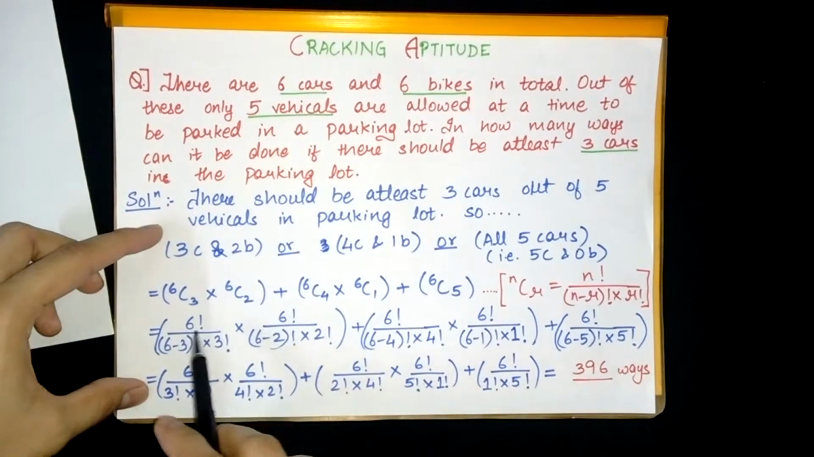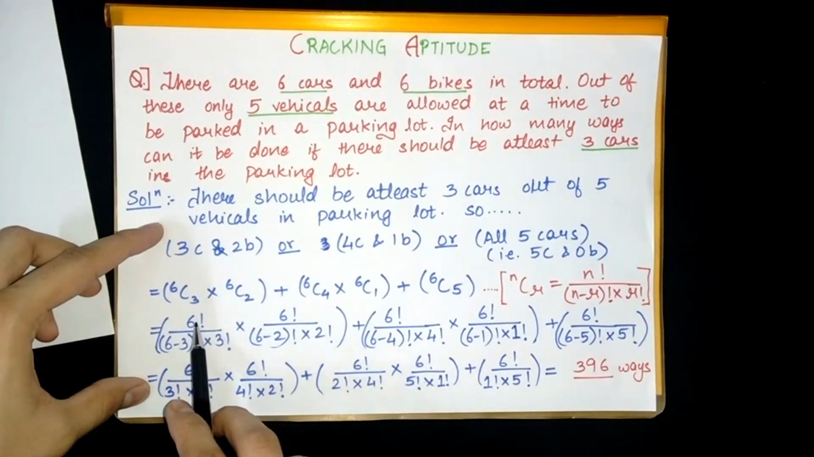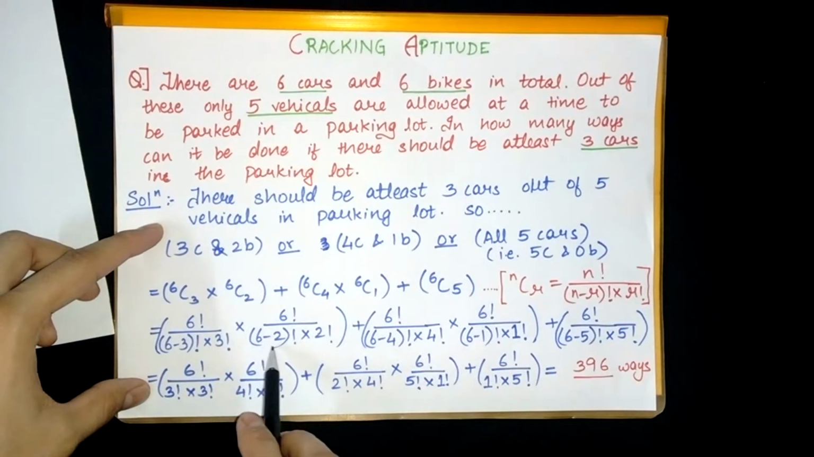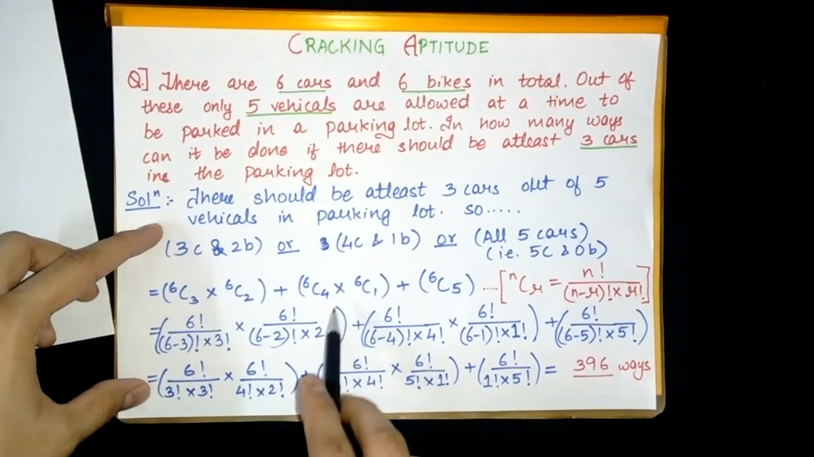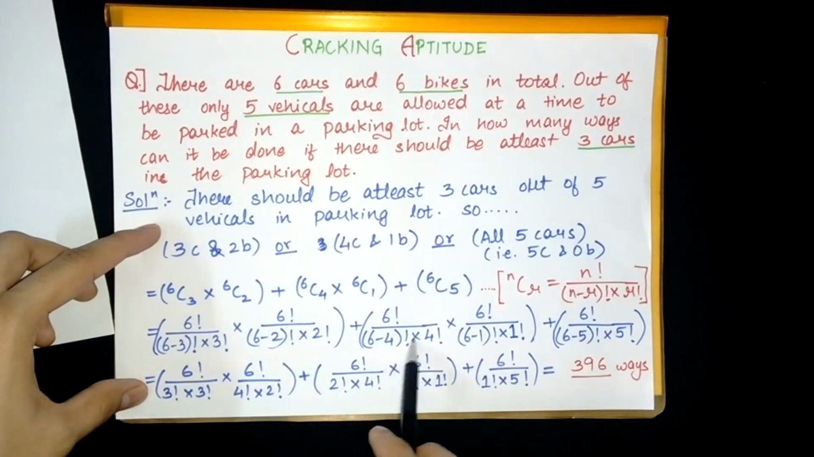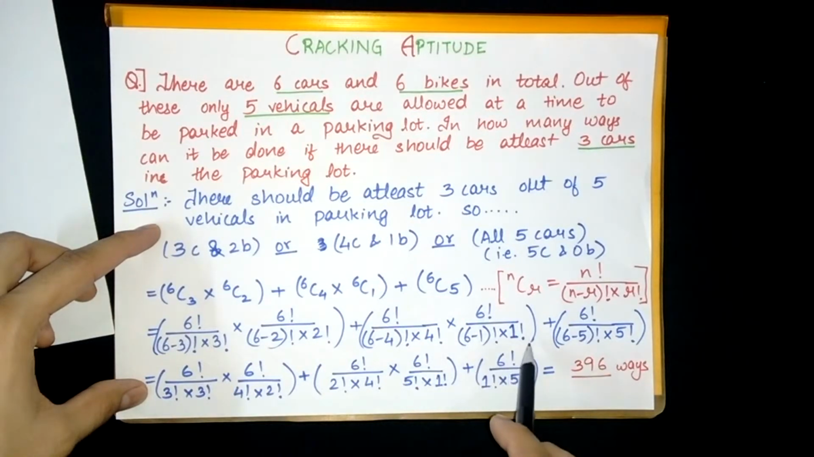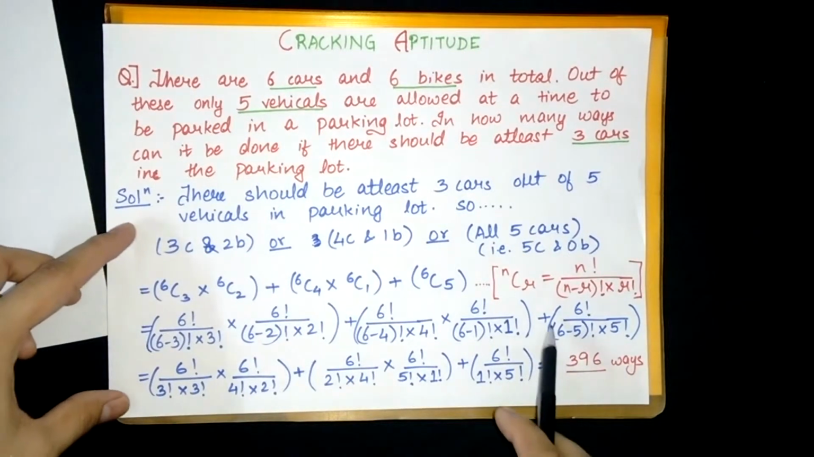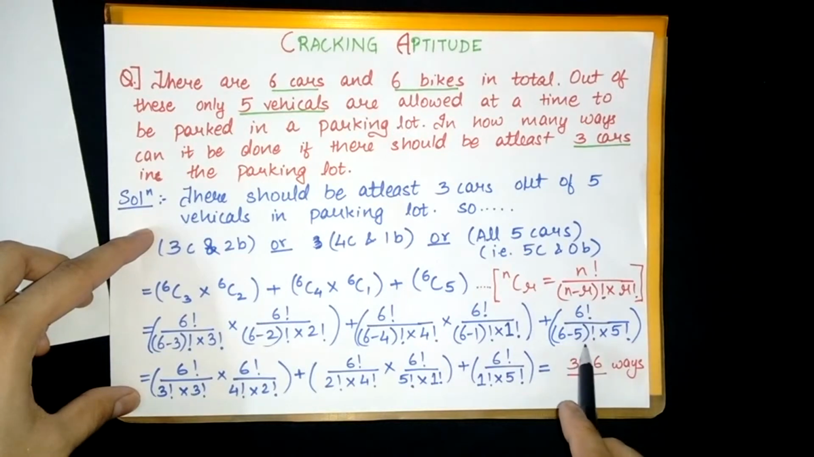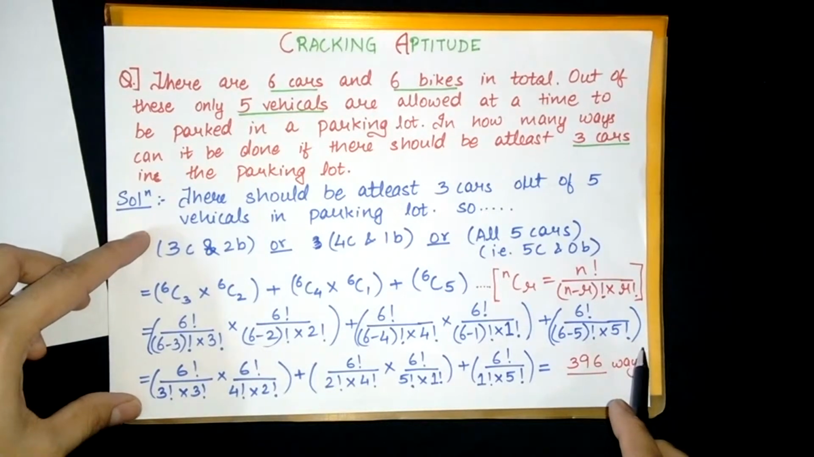Now when you solve this, you get 6 factorial divided by (6 minus 3) factorial into 3 factorial, into 6 factorial divided by (6 minus 2) factorial into 2 factorial, plus, when we solve this part, we get 6 factorial divided by (6 minus 4) factorial into 4 factorial, into 6 factorial divided by (6 minus 1) factorial into 1 factorial. Now plus, when we solve this part, we get 6 factorial divided by (6 minus 5) factorial into 5 factorial.